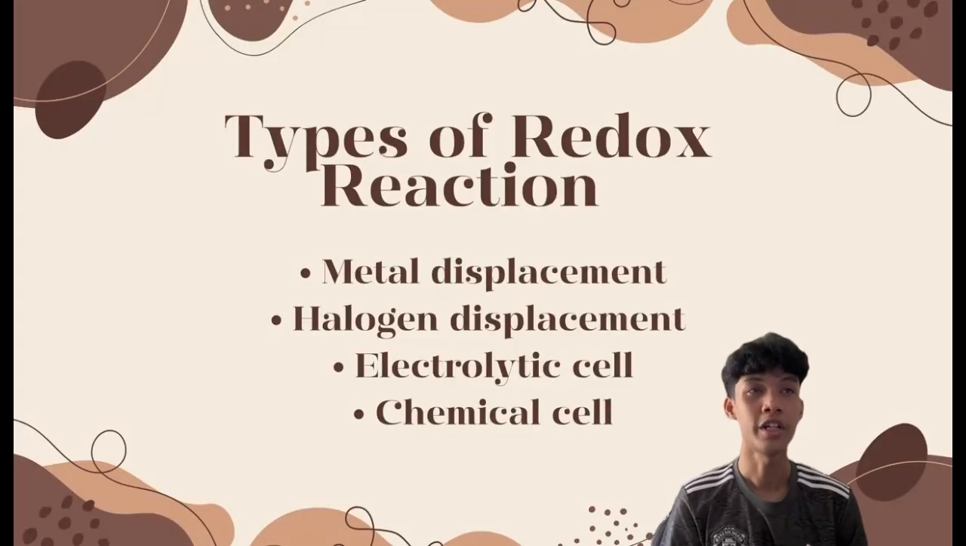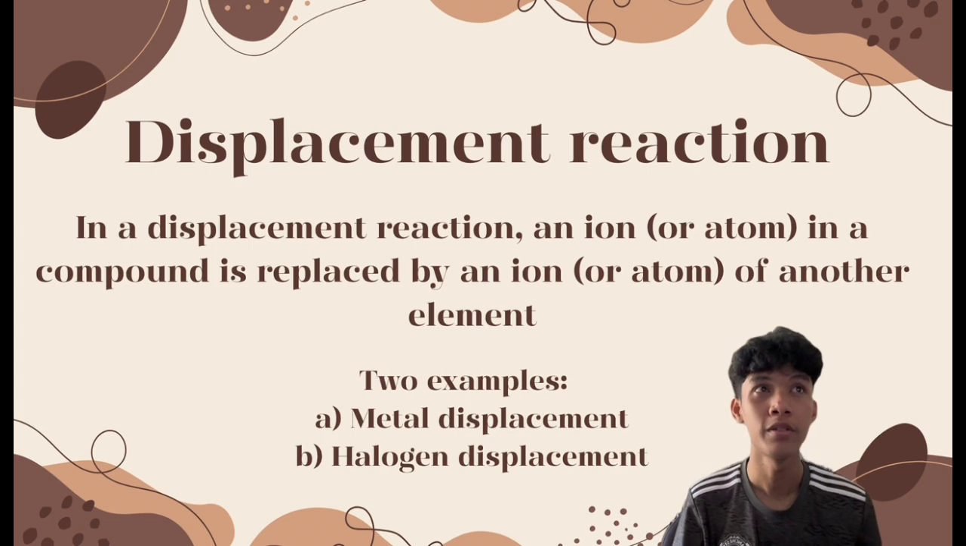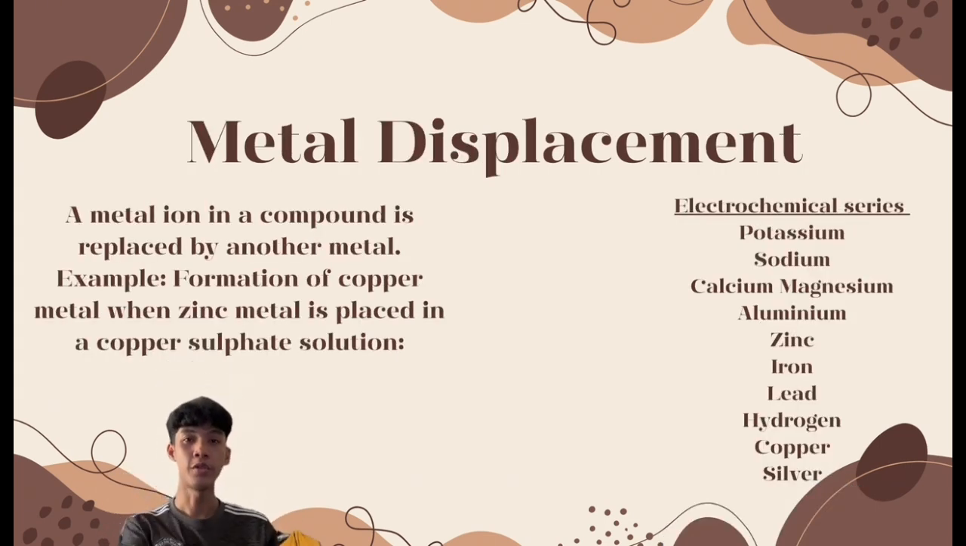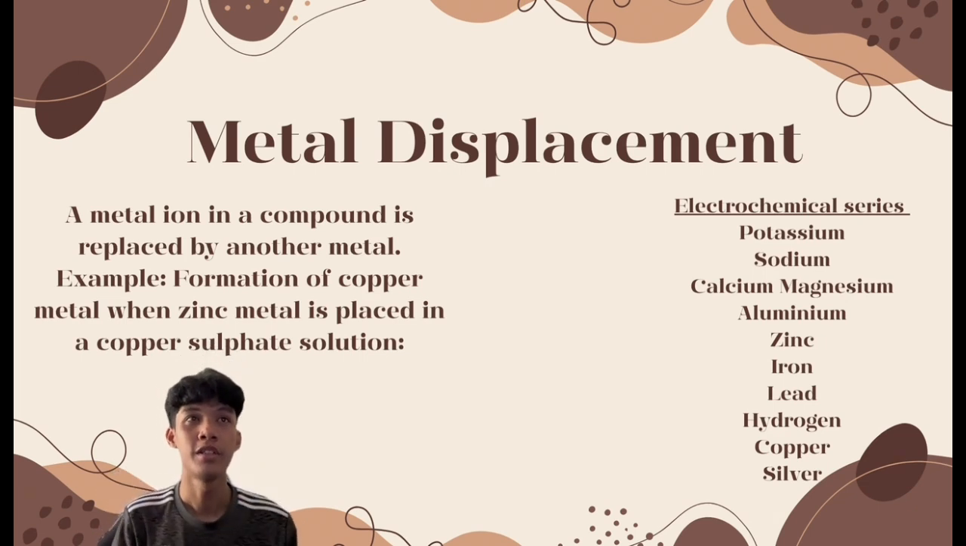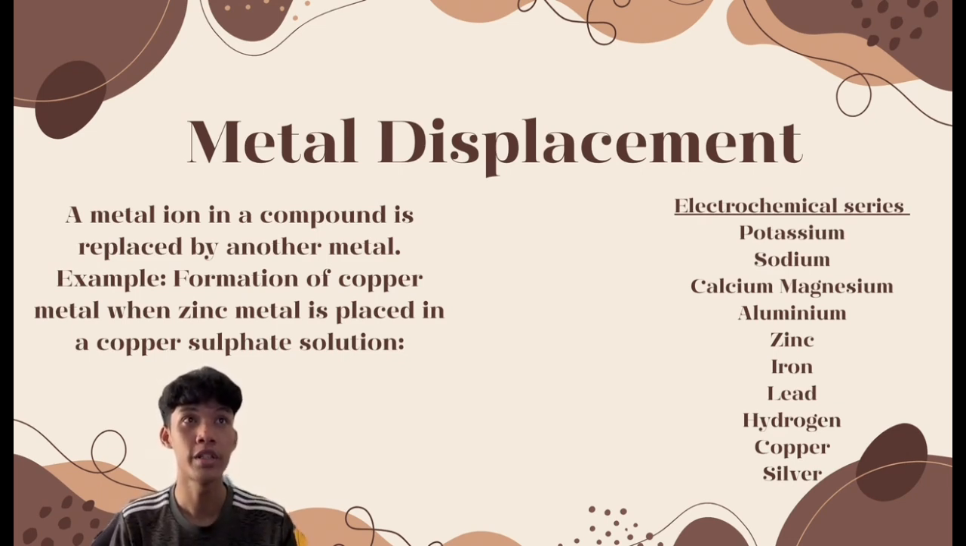Types of reduction. There are 4 types: metal displacement, halogen displacement, electrolytic cell, and chemical cell. Next, displacement reaction. In a displacement reaction, an ion or atom in a compound is replaced by an ion or atom of another element, for example, metal displacement and halogen displacement. First, we look at metal displacement. Metal displacement is when a metal ion in a compound is replaced by another metal. For example, formation of copper metal when zinc metal is placed in a copper sulfate solution.